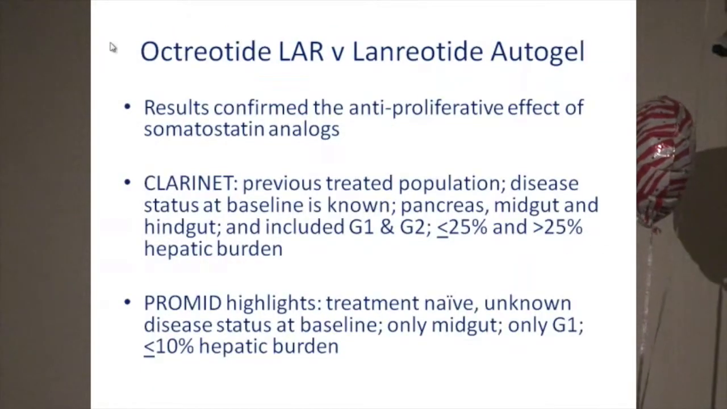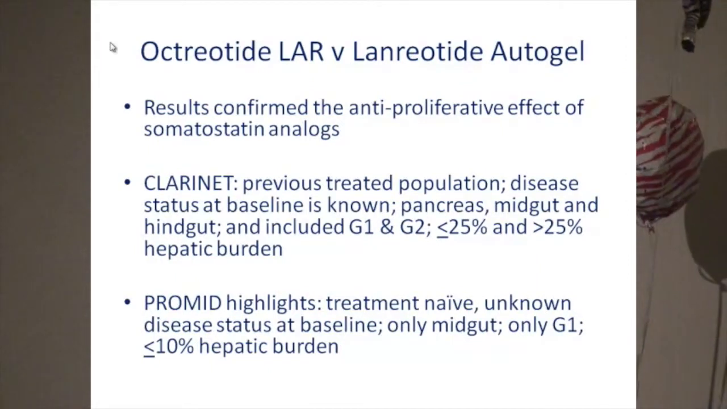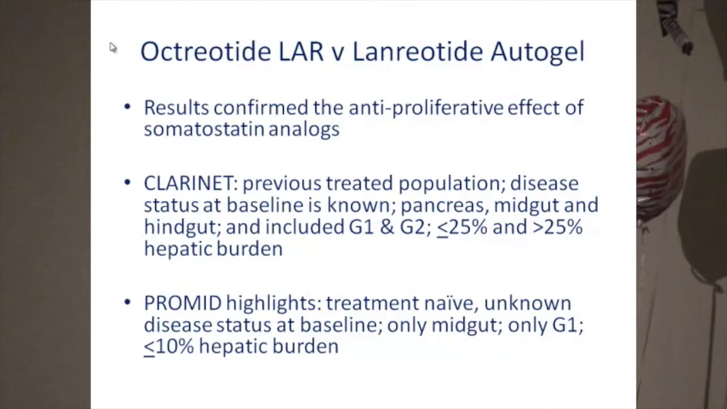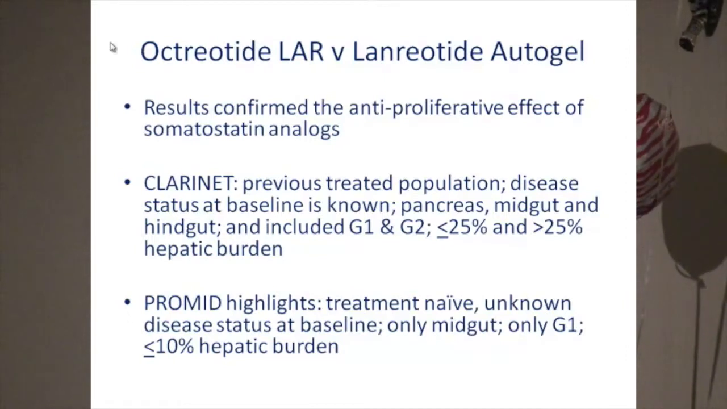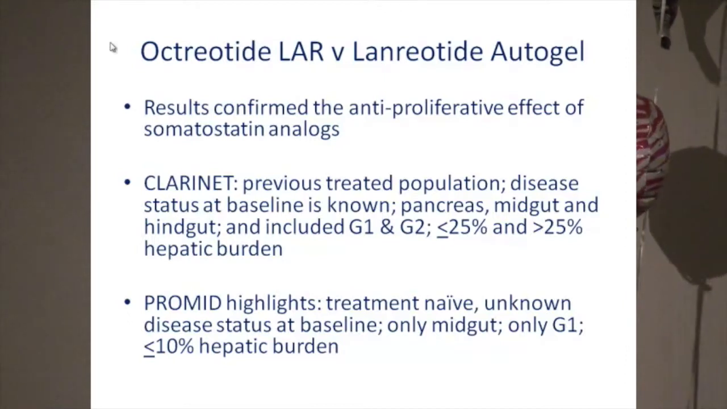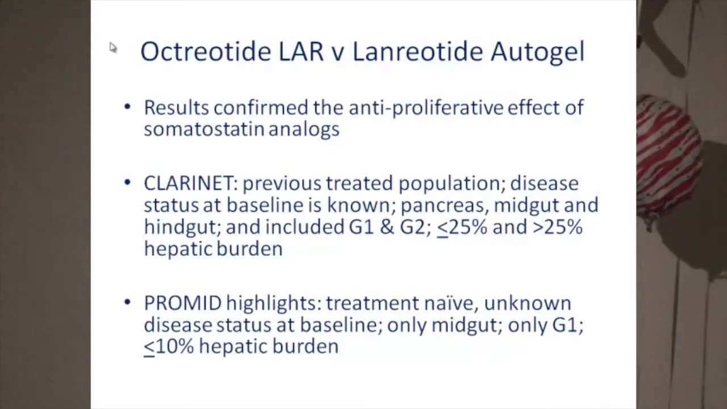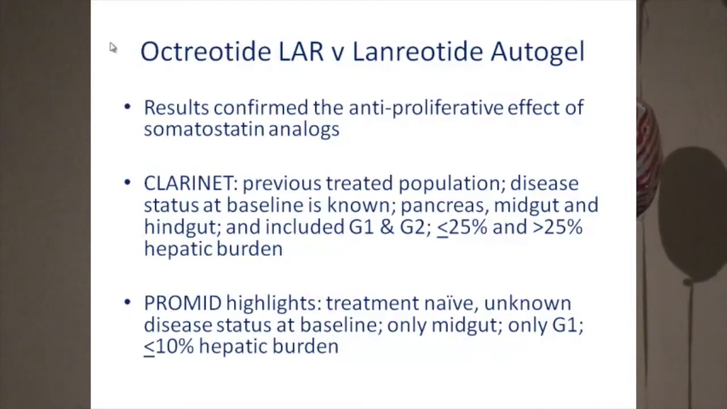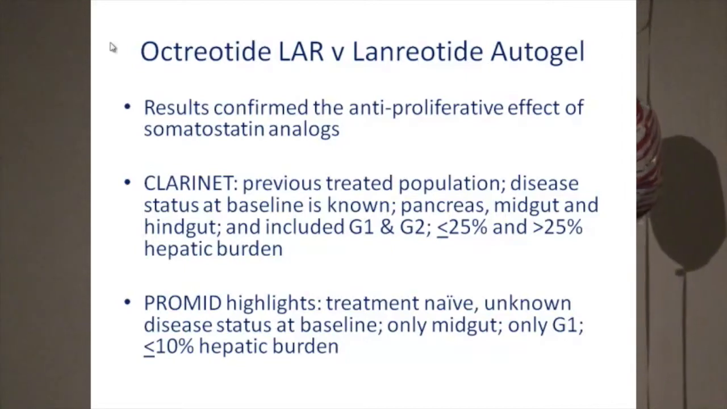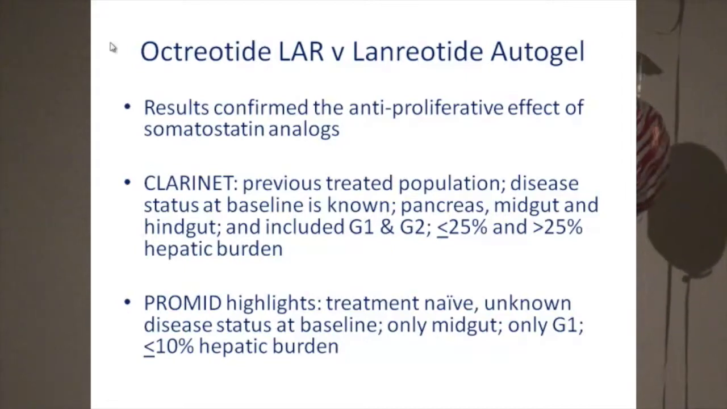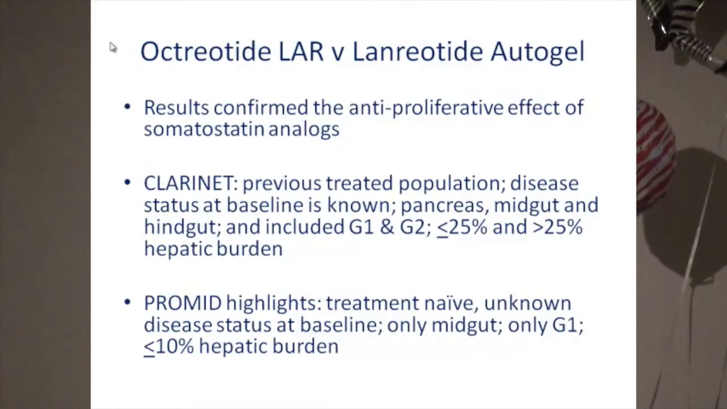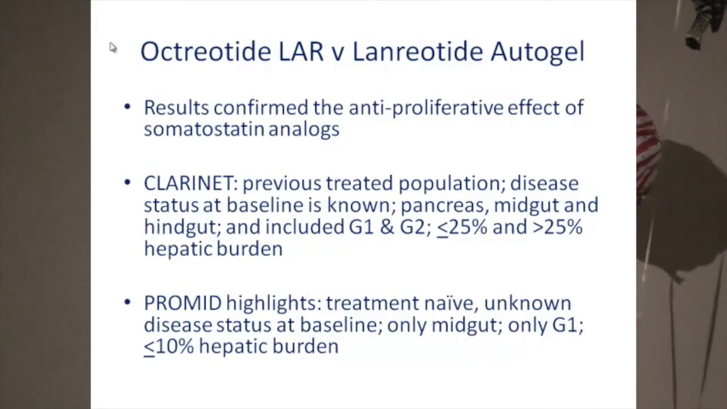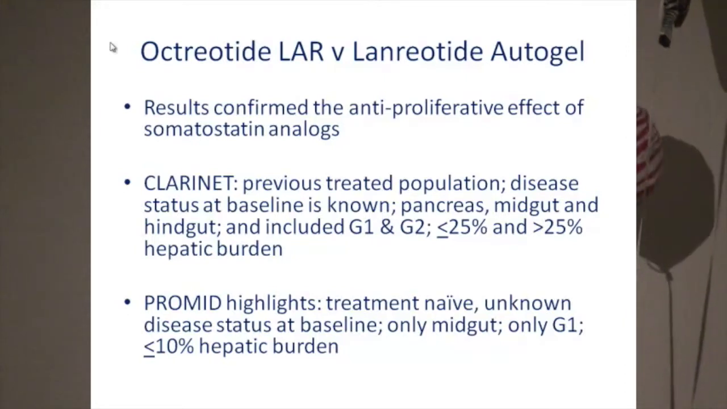So Octreotide versus Lanreotide, what do these two studies mean? The only thing that you can say here, or at least the only thing I can say, is that the results of both confirm that there is an anti-proliferative effect of somatostatin analog in well-differentiated neuroendocrine tumor. CLARINET study was assessed in a very different subgroup of patients. They are previously treated. Disease status at baseline is predominantly stable disease. They include pancreas, midgut, and hindgut, and they include G1 and G2.